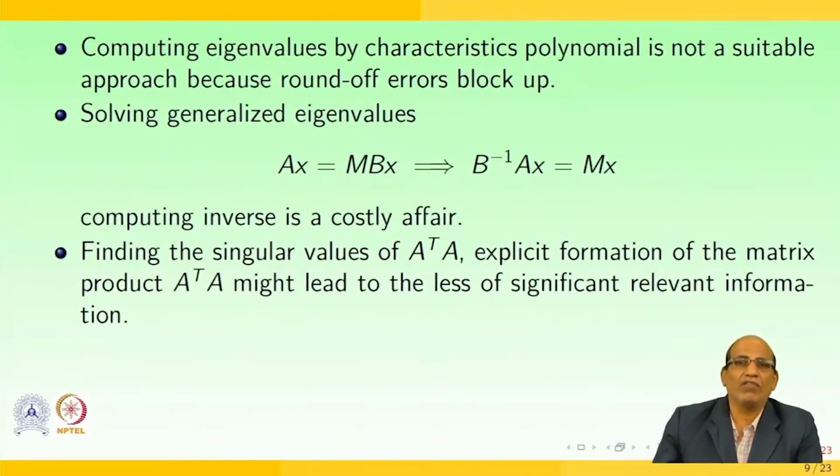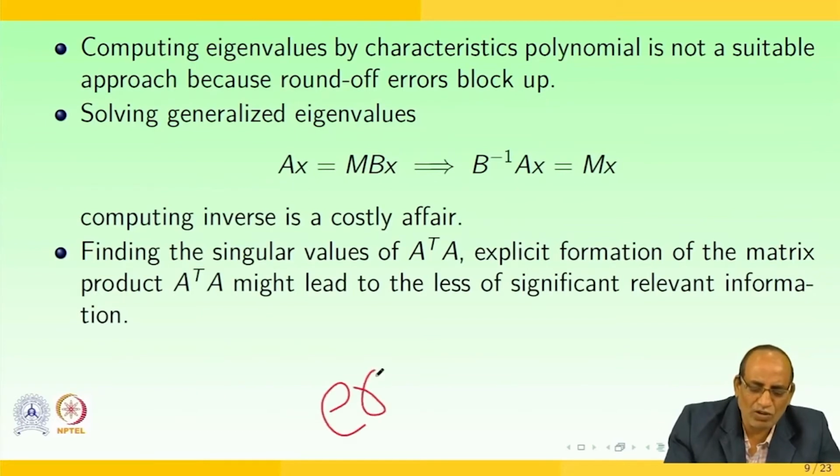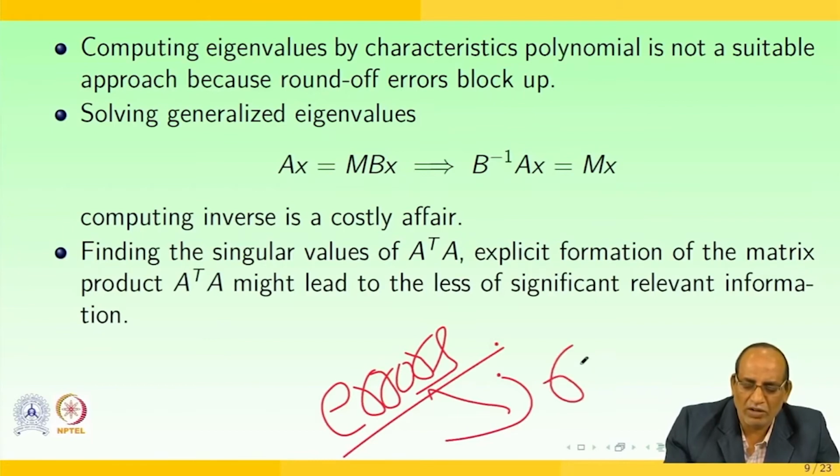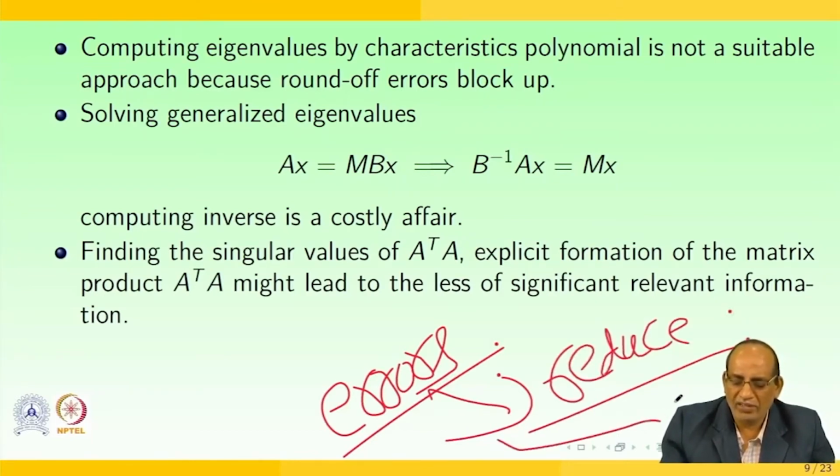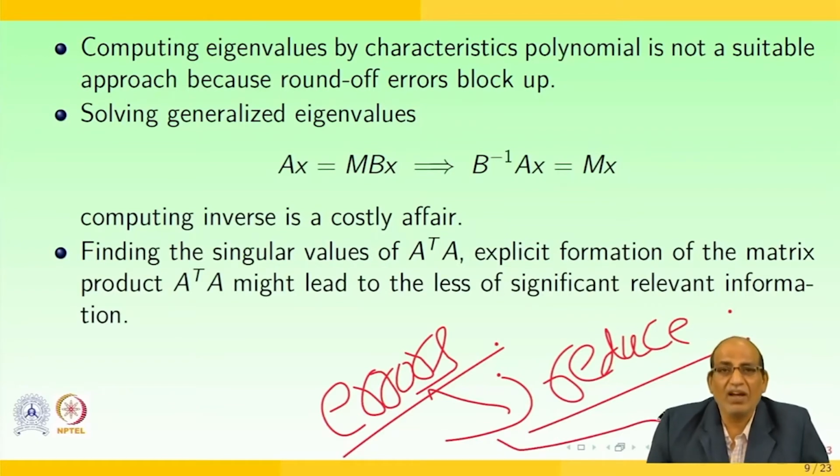Well, now when it comes to computing the eigenvalues by characteristic polynomials, it is not a suitable approach because round-off errors blow up. So all that you do is you want to reduce the error. So how do you reduce this error? There are many ways of reducing the error, for example solving the generalized eigenvalue problem.